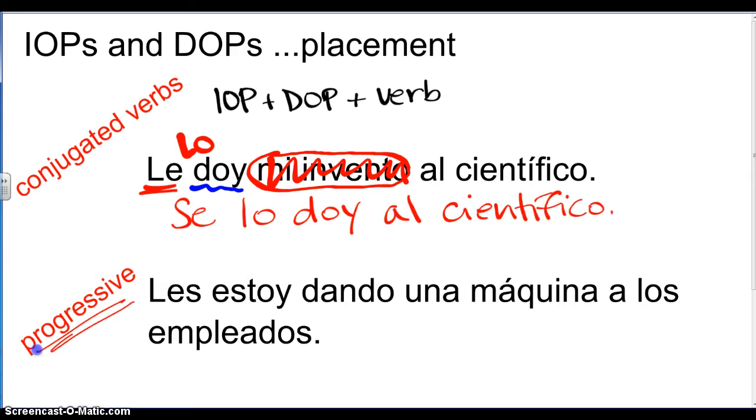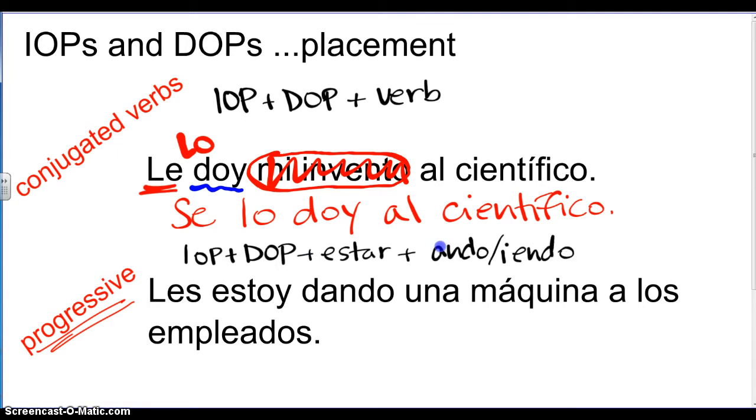When we have progressive tenses, we have a choice. We can have the IOP, the DOP, the estar, and the ando or yendo. That is one way to do it. Or I can have the estar with the ando or yendo, and I can attach the IOP and the DOP to that ando or yendo. And you have a choice. And if you do that, you pick up an accent on the A of ando or on the E of yendo.